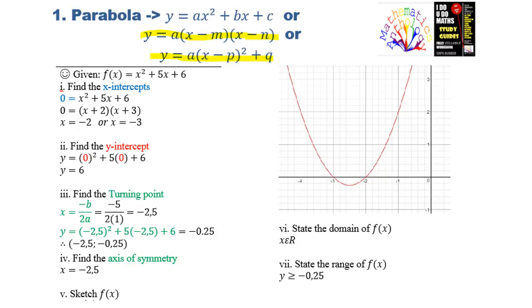So let's look at our first one. f of x is equal to x squared plus 5x plus 6. They want us to find the x-intercepts here. For x-intercepts, you make y 0. So 0 is equal to x squared plus 5x plus 6.